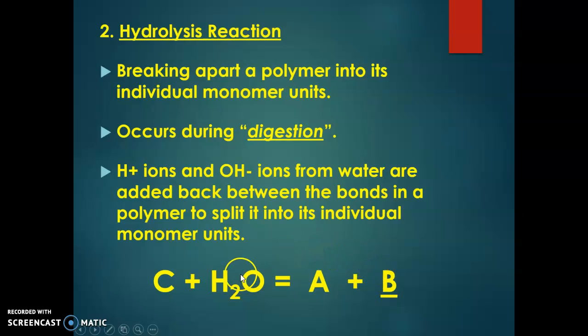So what you do with the water is you split the water back into its two ion forms, H and OH, or hydrogen and hydroxide. So once you break the bond between monomers, the H and the OH can go right back into place and stabilize the A and B that they had originally been removed from.